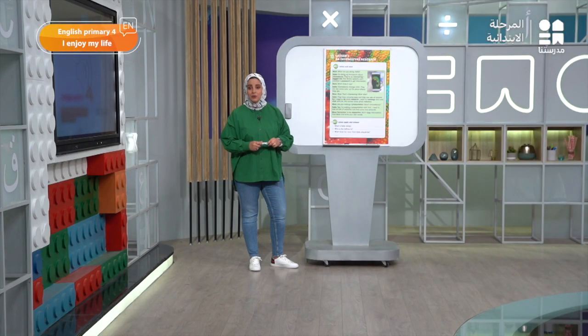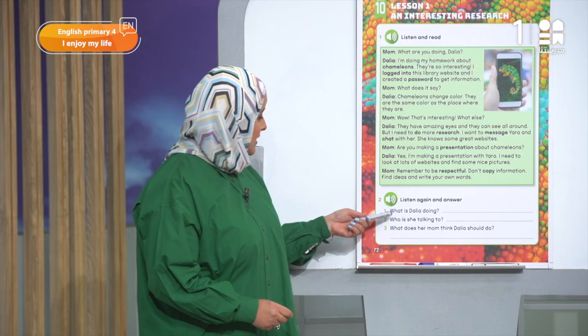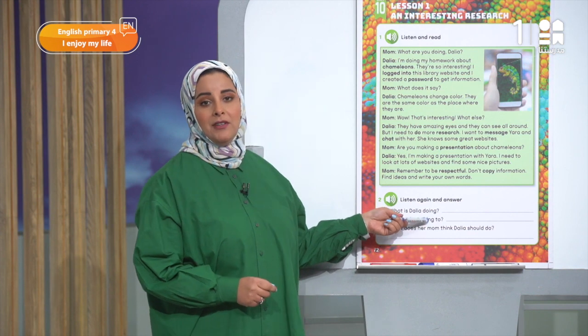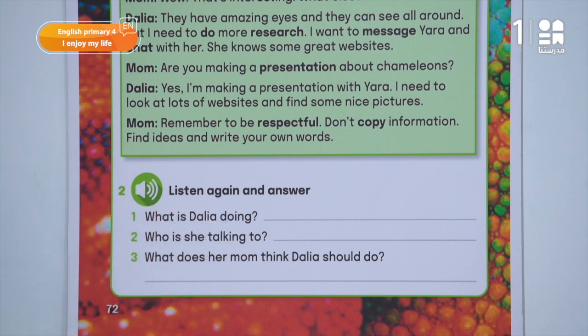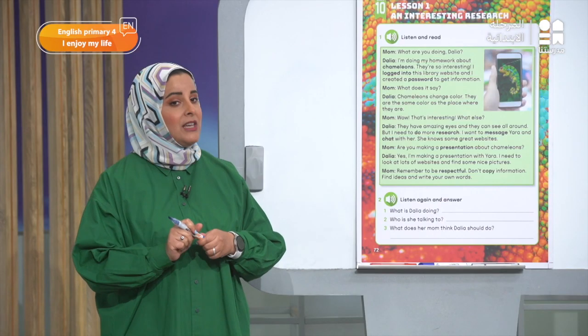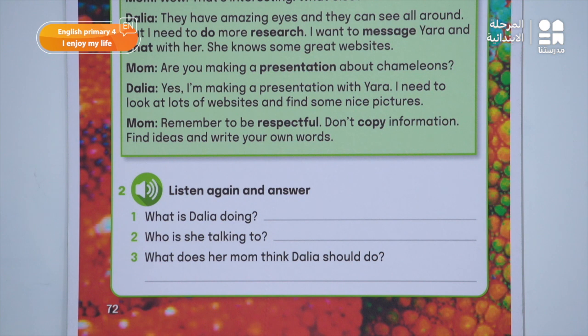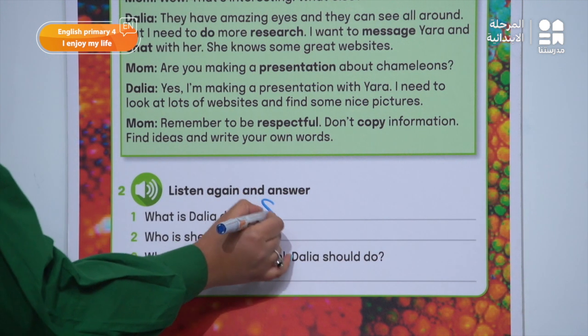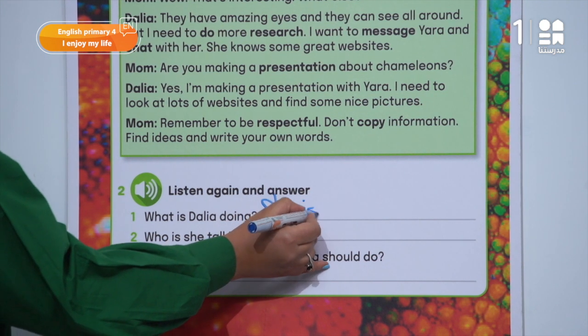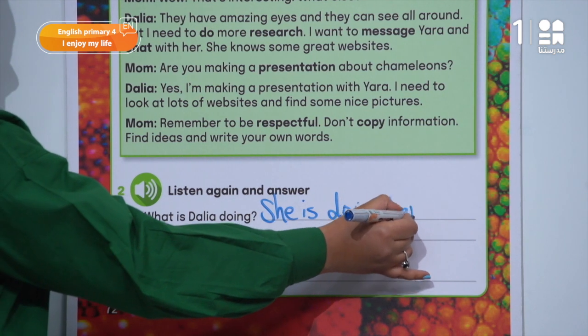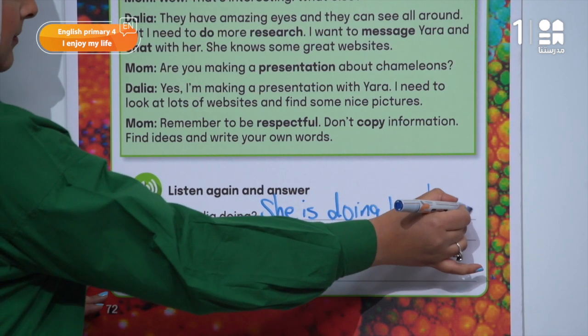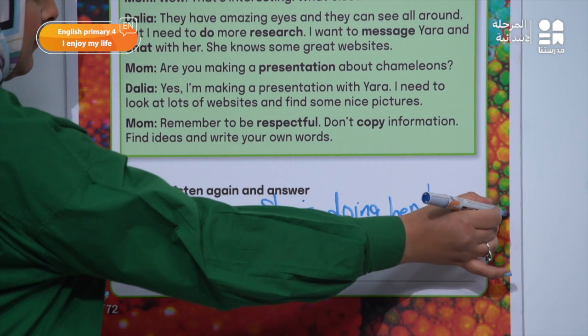Now we listened to the audio and we are going to answer the questions together. Question 1 says, what is Dahlia doing? Can you tell me the answer? She's doing her homework. Bravo. So let's write it down. She is doing her homework.